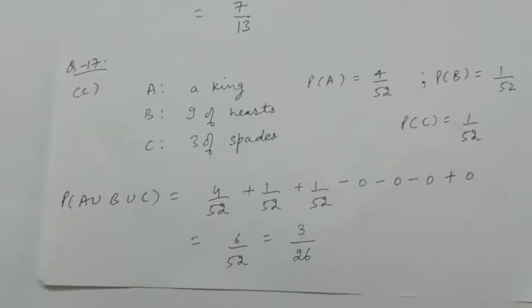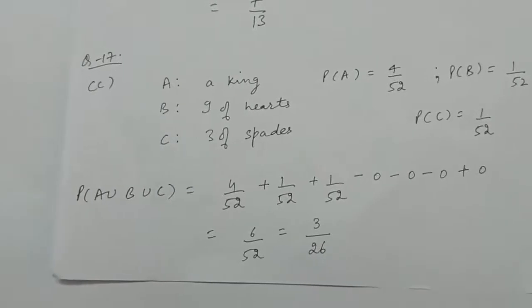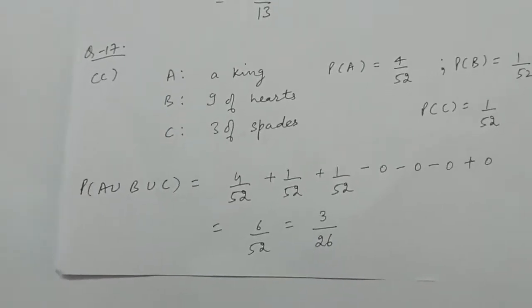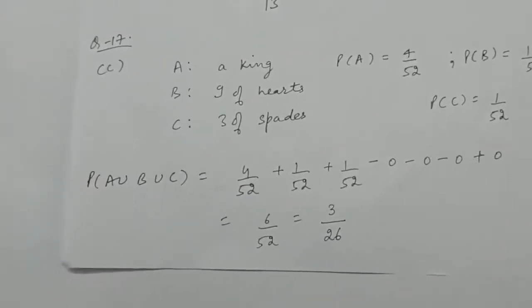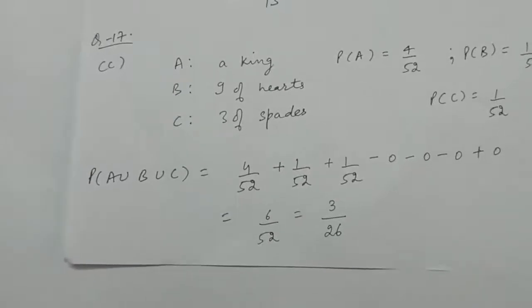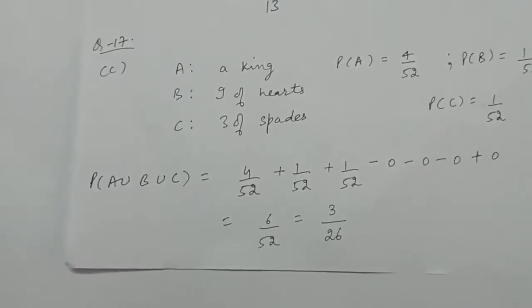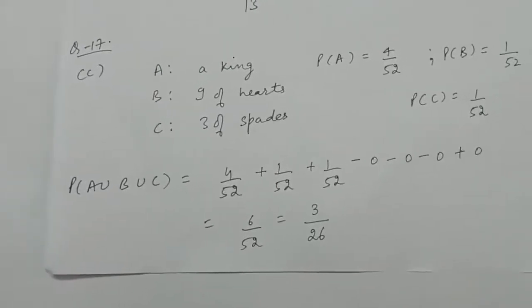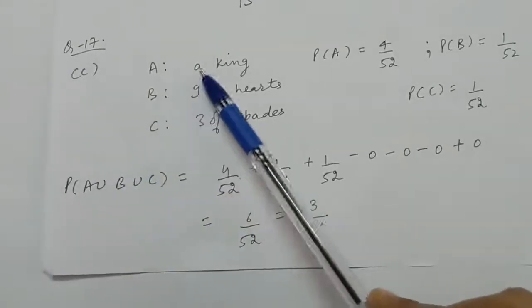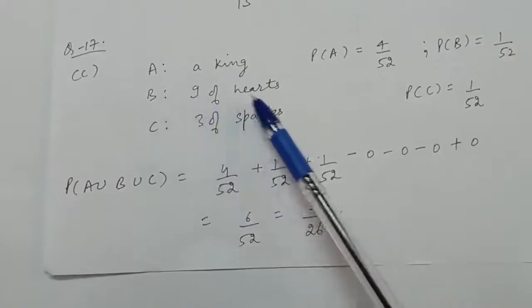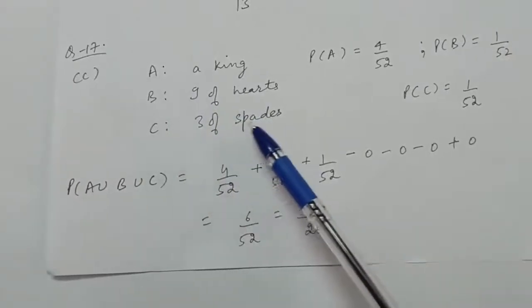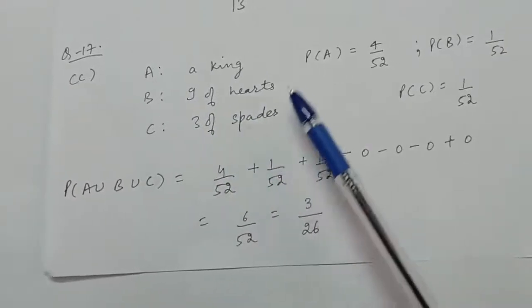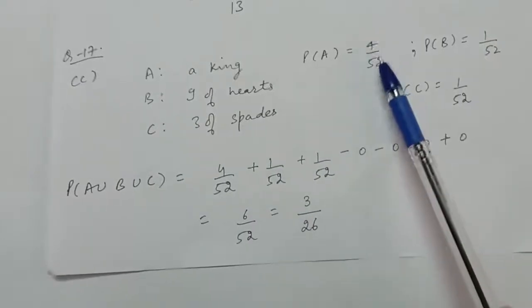Now question number 17, C part is same as question number 15. In this you have to draw a single card and tell the probability of it being a king, 9 of heart or 3 of spades. So first of all let the event A be a king, B be 9 of heart and C be 3 of spade, right? So probability of A will be 4/52.